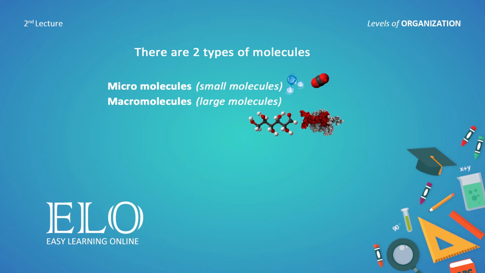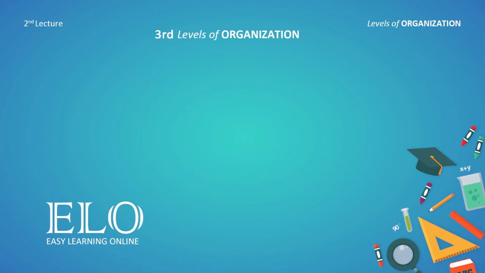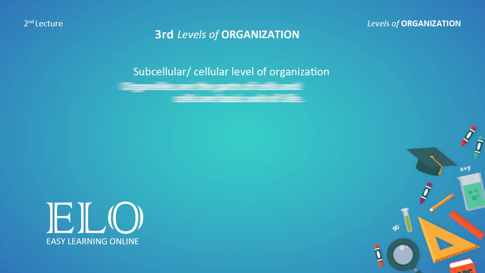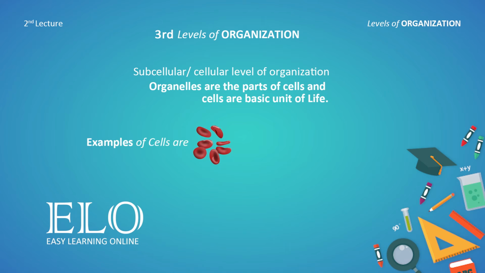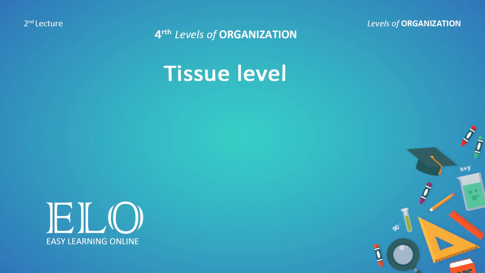जब macro and micromolecules मिलते हैं ये बनाते हैं third level of organization जो कि है subcellular और cellular level of organization. Organelles are the parts of cell and cell of course is the basic unit of life. Example of cells are red blood cells जो कि खून में पाए जाते हैं and nerve cells जो कि brain में पाए जाते हैं. Fourth level of organization is tissue level.